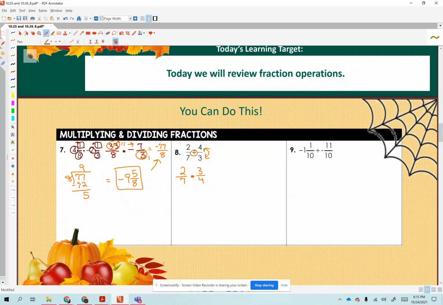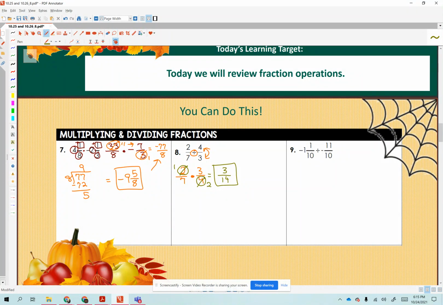The next thing we do is we look to see if we can simplify the diagonals, and I see that 2 and 4 are both multiples of 2. 2 divided by 2 is 1. 4 divided by 2 is 2. So now I multiply these new numbers. 1 times 3 is 3, and 7 times 2 is 14. And that is our final answer, 3/14.